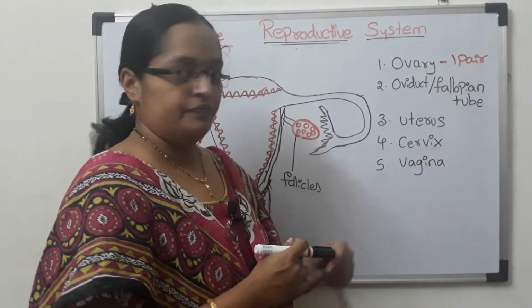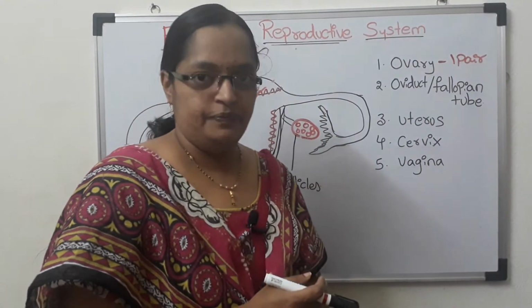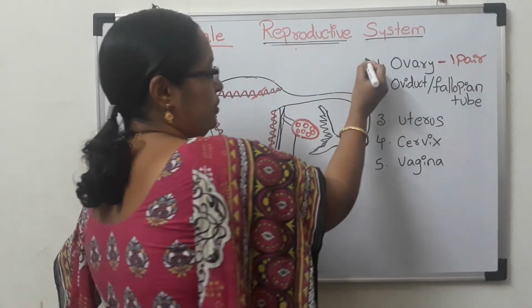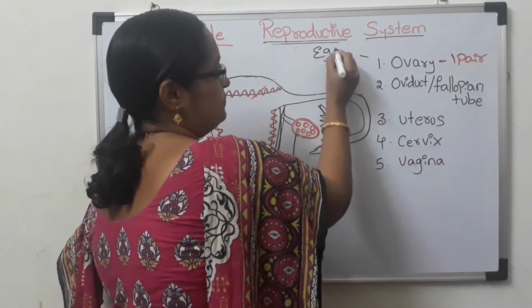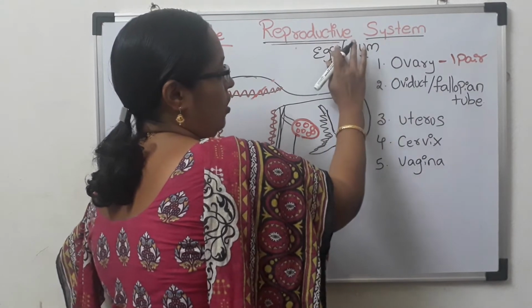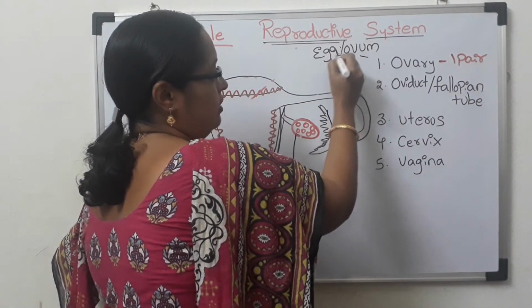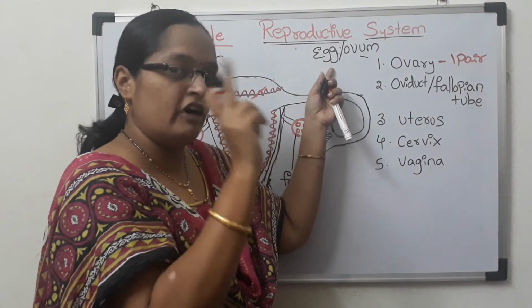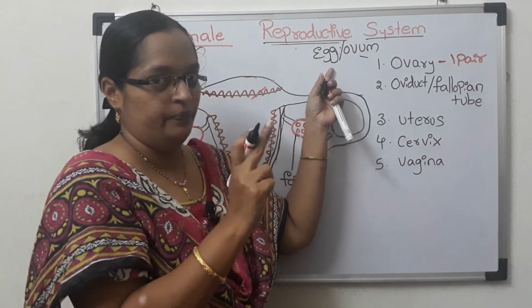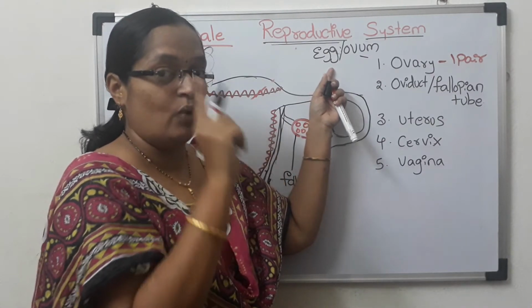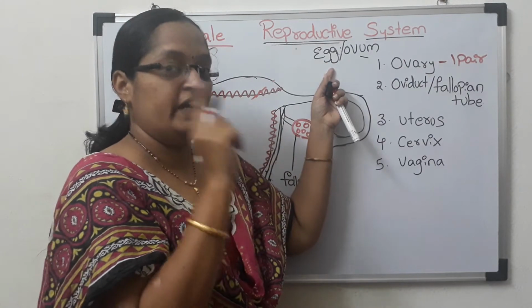What is the function of the ovary? The function of the ovary is to produce eggs, or ovum. Egg or ovum, not eggs. For 1 month, only one egg is released. Either one of the ovaries is doing that duty, not both. Only one ovary releases one egg after 28 days.